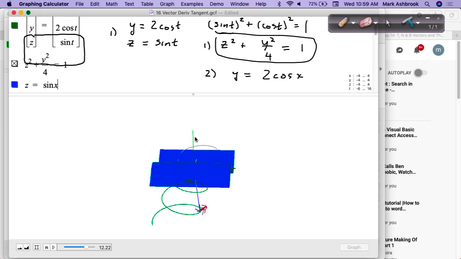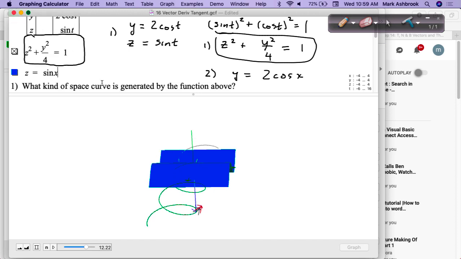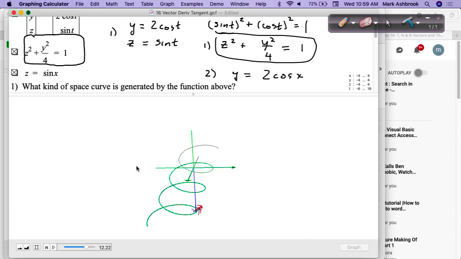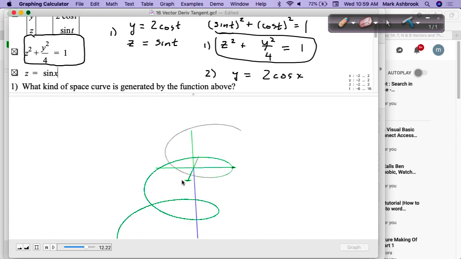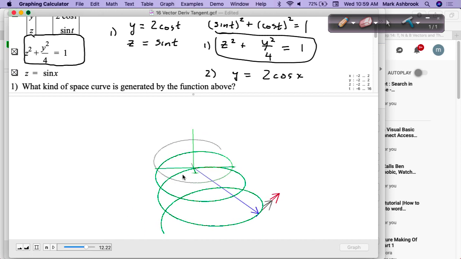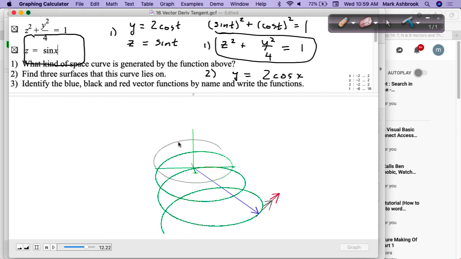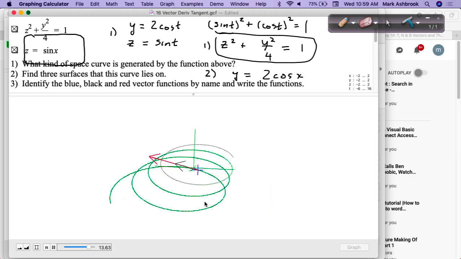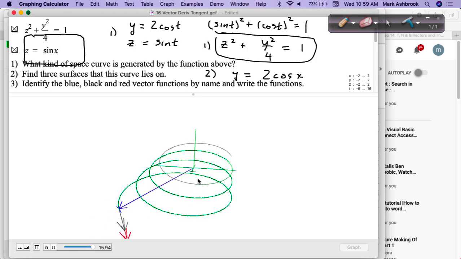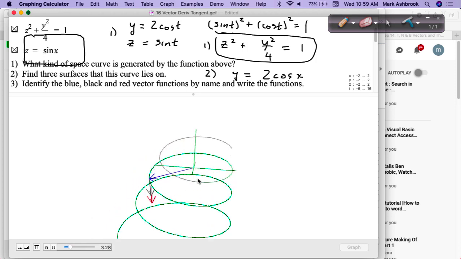Identify the blue, black, and red vector functions. What is the blue vector function then? It's the vector that traces the curve. So that's just our vector function, and that's the one that's given. t, 2 cosine t, sine t, right? That's what the blue one is.